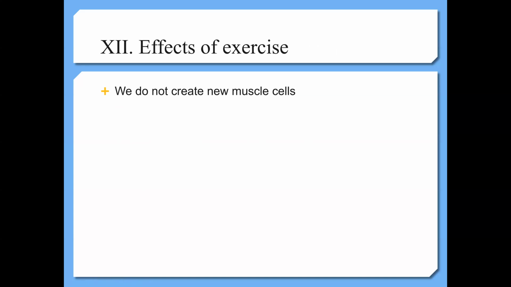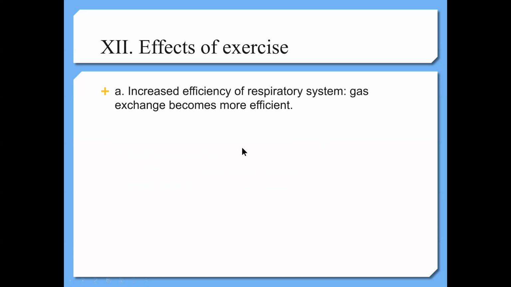We do not create new muscle cells, but we do create new muscle fibers. And the muscle cells can hypertrophy, okay? Everybody in this class knows that if you want to make your muscle big within certain restraints, you can do that by exercise, okay? Increased efficiency of respiratory system gas exchange becomes more efficient. So these are the benefits of exercise.